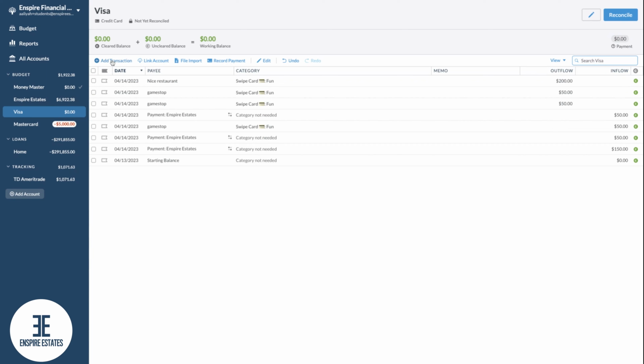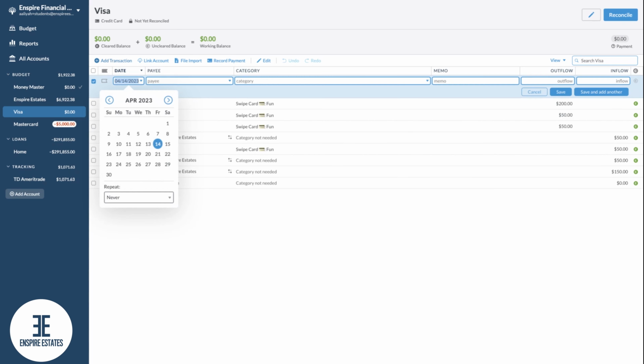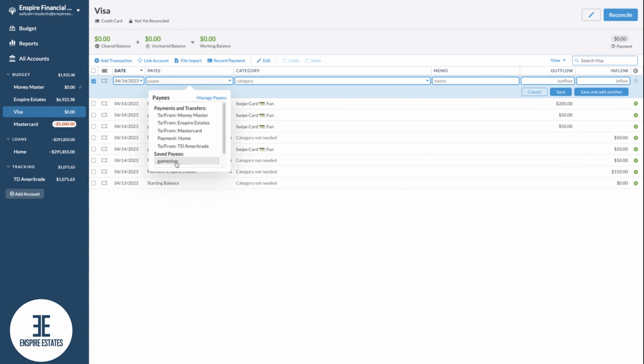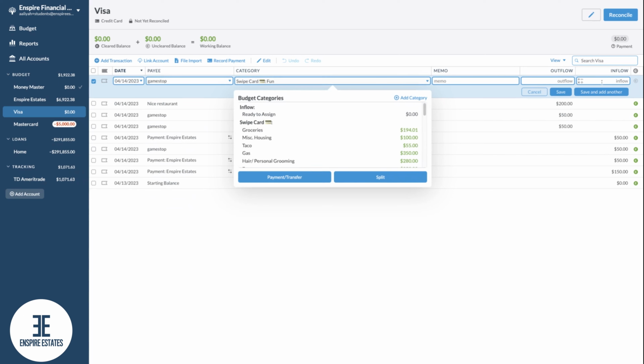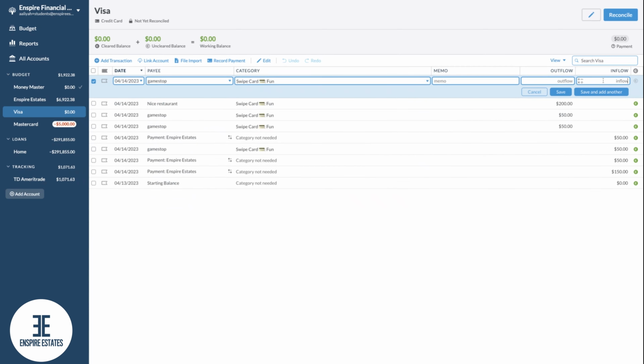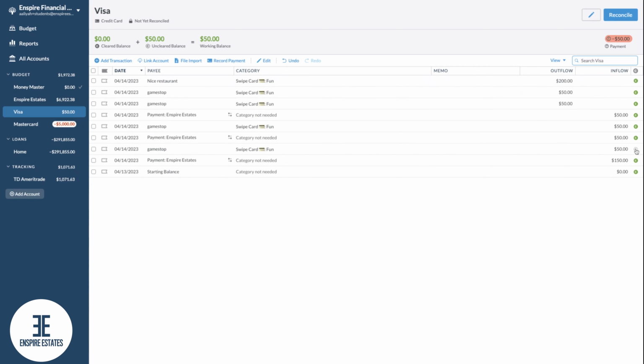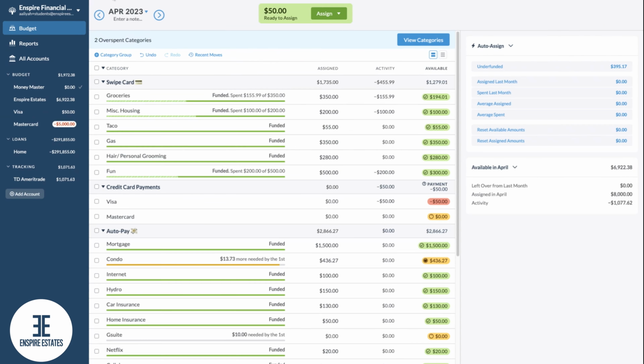Okay. So I decided to return this item and I got a refund. So same thing. You're going to enter that exact same transaction. So payee would be GameStop. Fun would be inflow of 50 bucks because it's a refund. Save. Clear it. Let's go back to the budget.